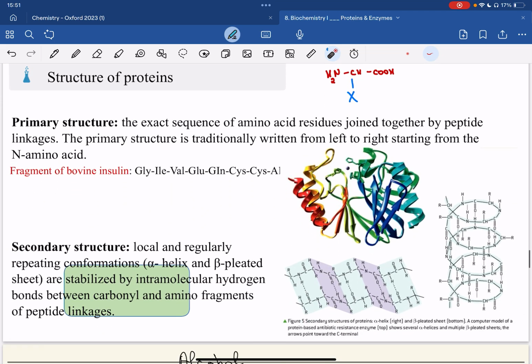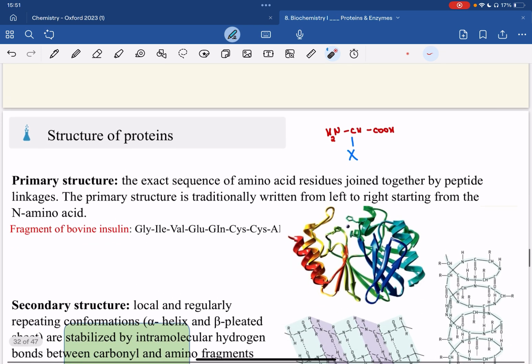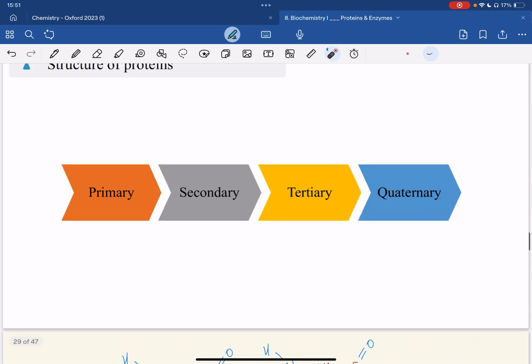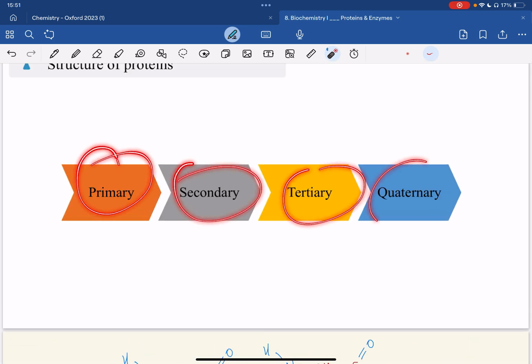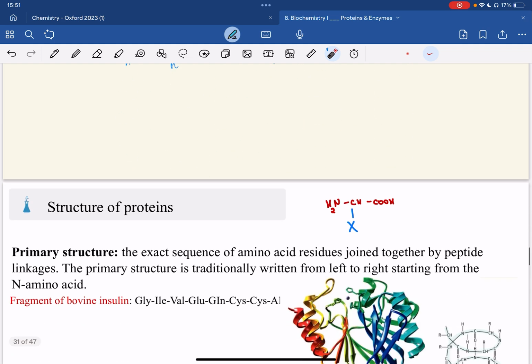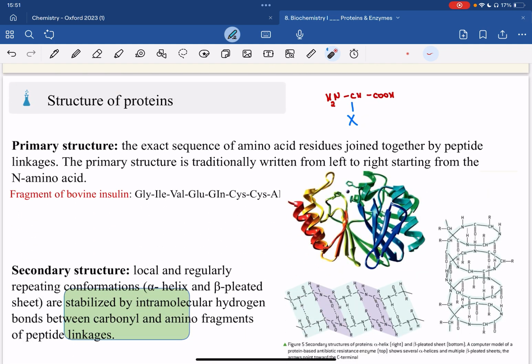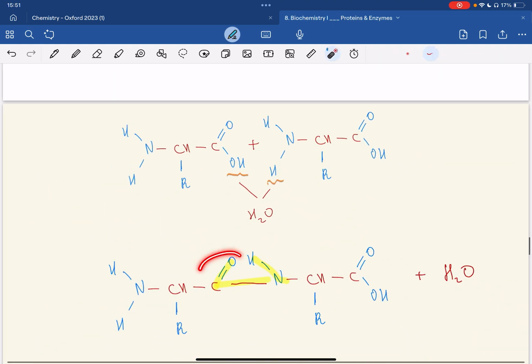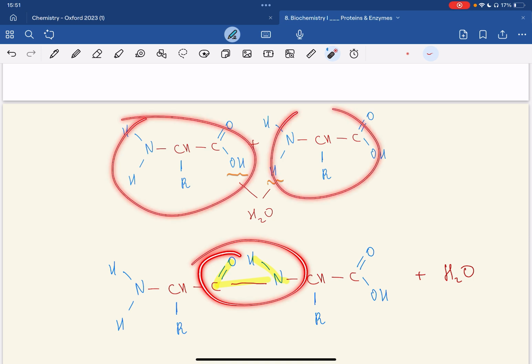We have to know the structure of proteins. We have four structures: primary, secondary, tertiary, and quaternary. Primary is easy, it's just a sequence of amino acids joined together by peptide linkage. So for primary, it's only the peptide linkage, which is the linkage between two amino acids.